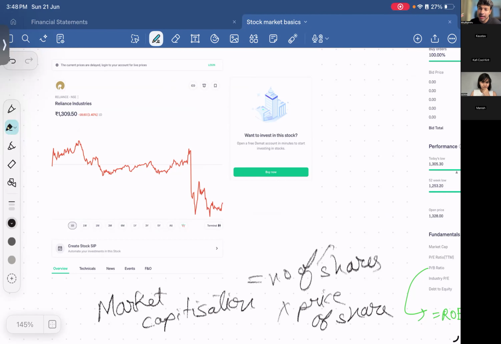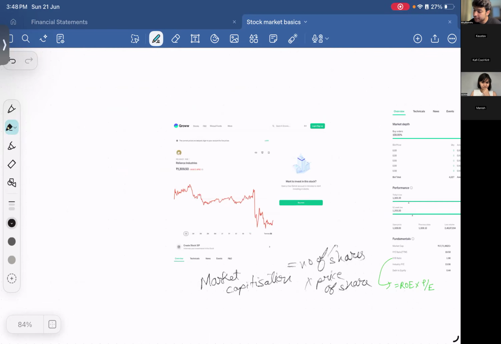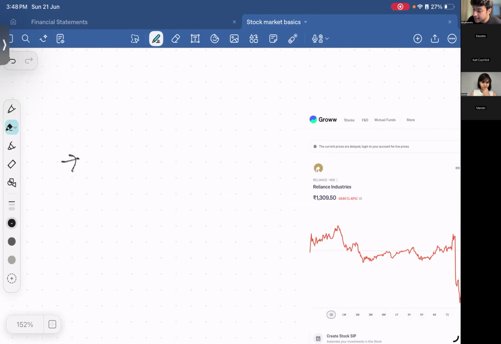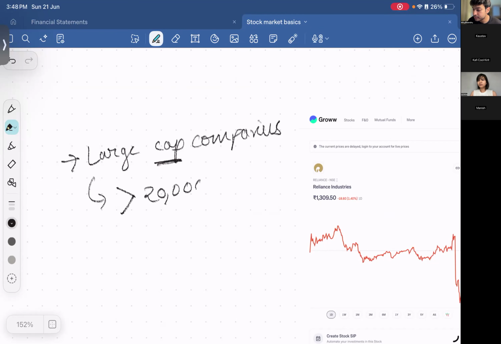Okay, now basis market cap, companies are divided into one of three tiers. You can have something called a large cap company. Cap becomes short for capitalization, and you will see this across in stock market. Even when new mutual funds come in, they will be named as large cap mutual fund, multi cap mutual fund, flexi cap mutual fund, etc. Cap means capitalization. So large cap companies, these are companies with large market capitalization. So they will have greater than 20,000 crores of market cap, right?